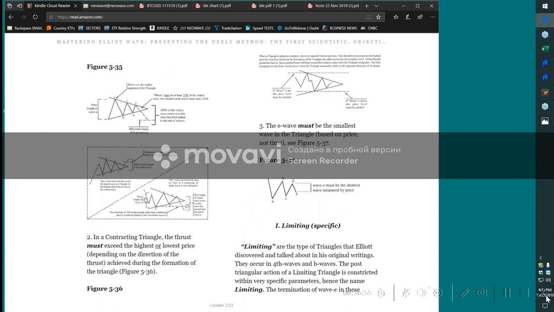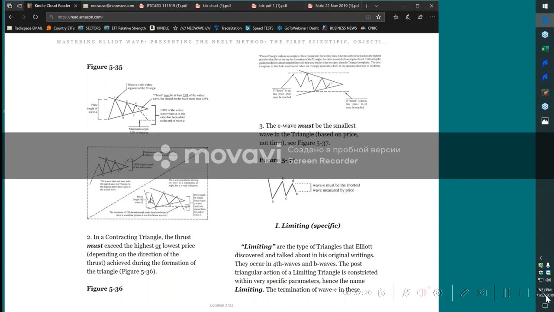Let's see. Here's an example where it is possible that the B wave is bigger than the A wave, but if the C wave is bigger than the A wave, then this is not what can be called a contracting triangle. This is what would be called a neutral triangle. I don't know if I mentioned this in my book. I don't think I did, but this actually would not be a contracting triangle.